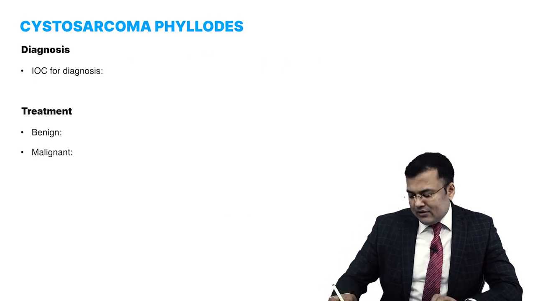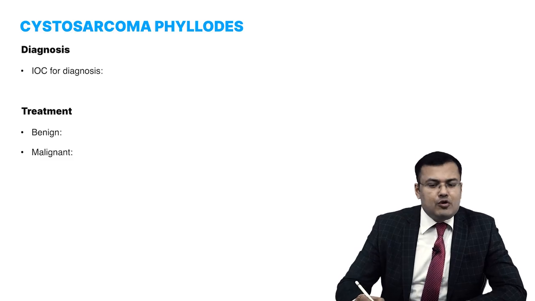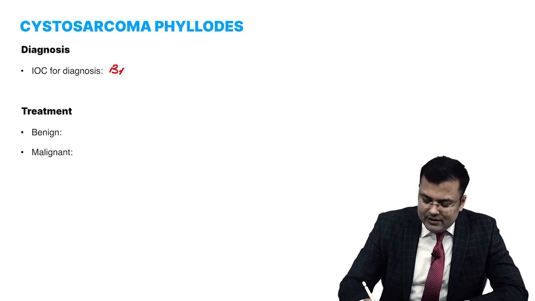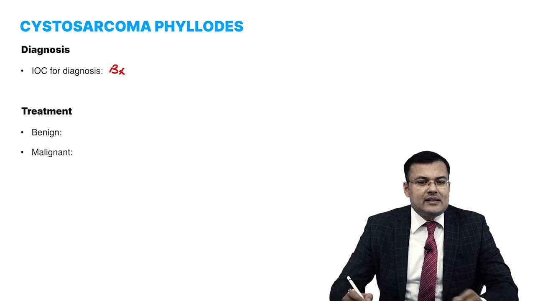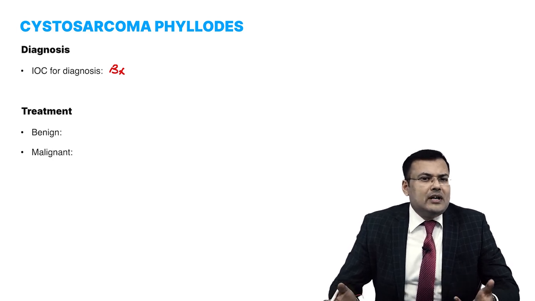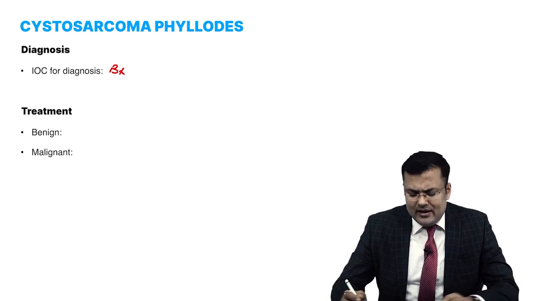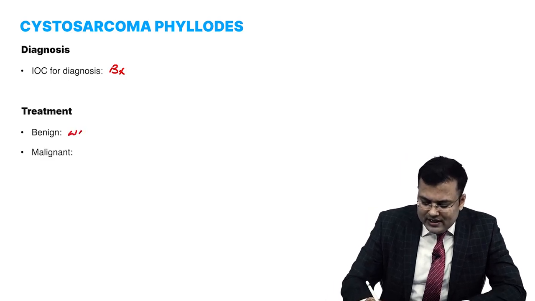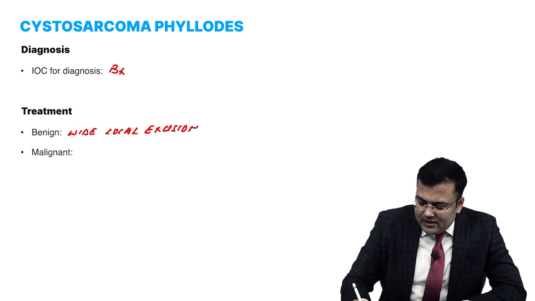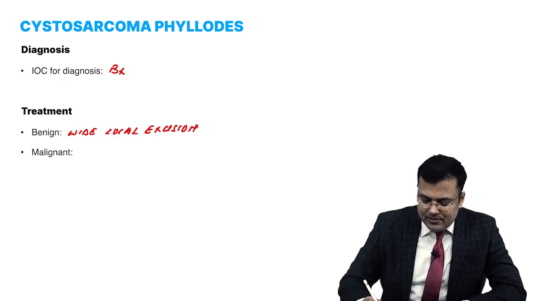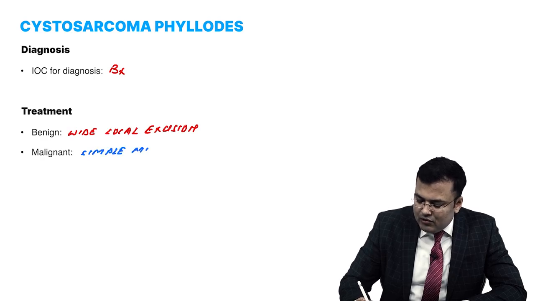Right? How to make the diagnosis? It is a sarcoma. So how to make the diagnosis of sarcomas? Biopsy, and we discussed most common site of metastasis, lungs. Treatment: if suppose the tumor is benign, we go for wide local excision. For benign tumors, guys, wide local excision, right? But if tumor is malignant, what? Simple mastectomy is sufficient, since there is no lymph node involvement. This is a common mistake you make in exam.